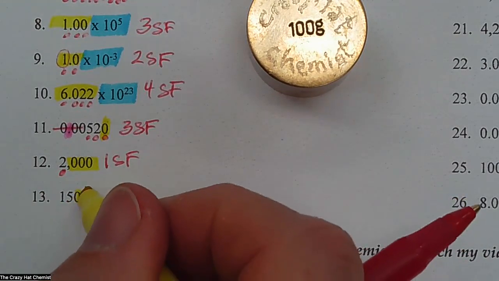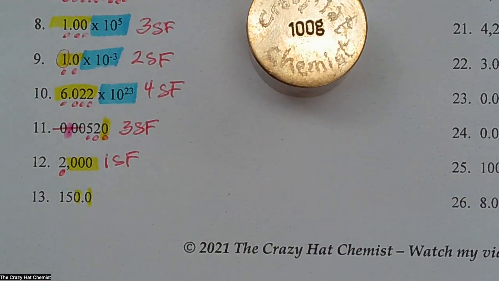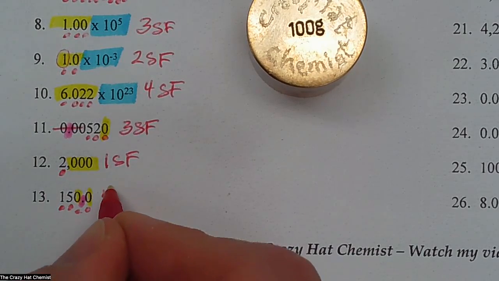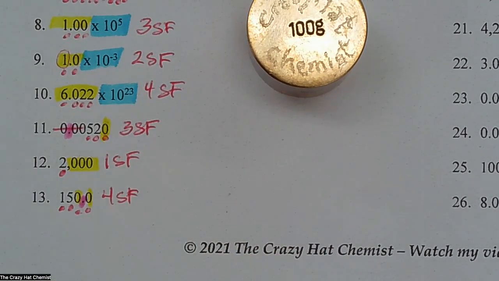These two zeros, that zero and that zero, are trailing a non-zero integer, that's the 5. But it has a decimal in the number. So since there's a decimal in the number, these two trailing zeros count as well as the 1 and the 5. And so that's four significant figures, right?